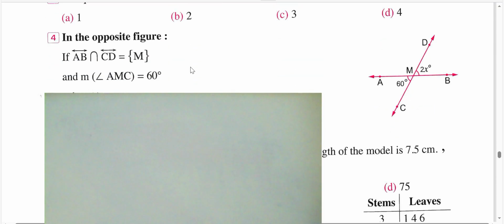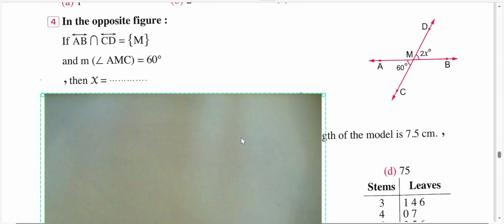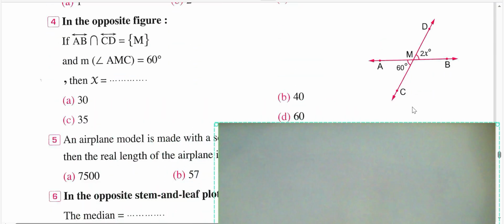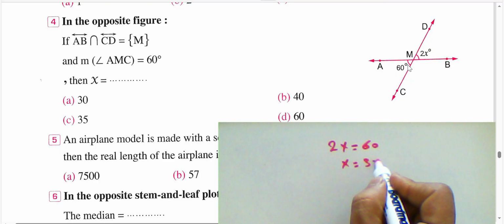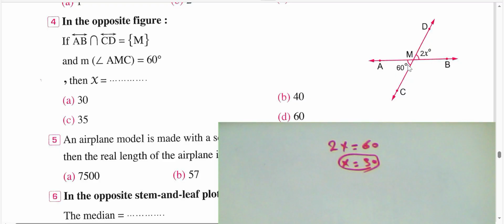Next question. We have 2 straight lines intersecting at one point M. We want to find the measure of angle x. We know CD intersects EB at point M. Then the measure of angle BMD equals the measure of angle EMC. We call them vertical opposite angles. Then 2x equals 60. 2 times what equals 60? 2 times 30. Then the value of x here equals 30. Next question.